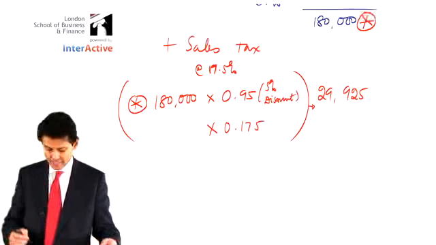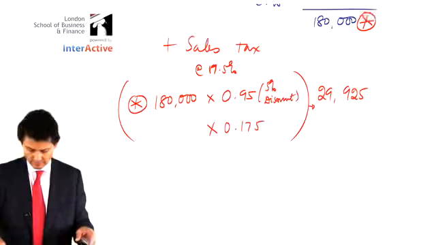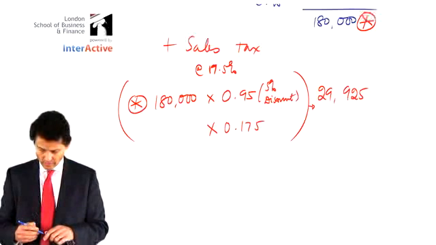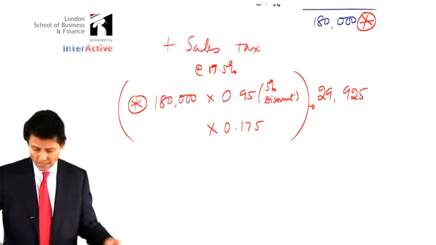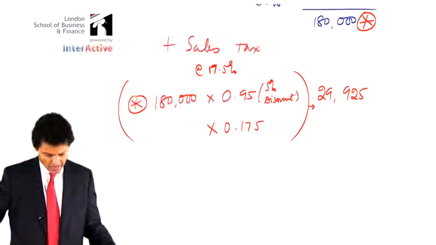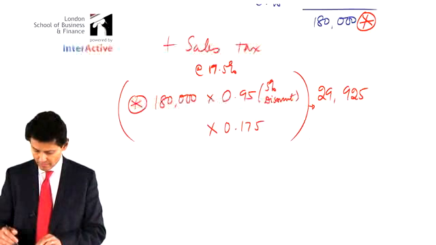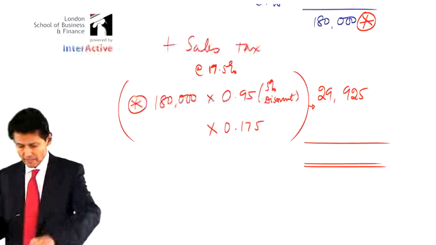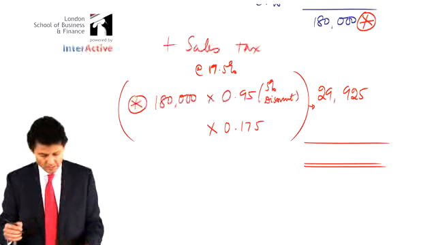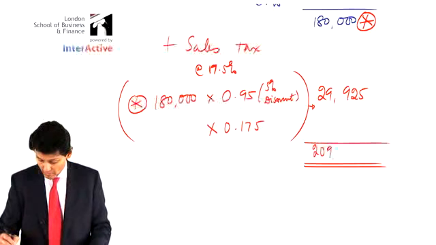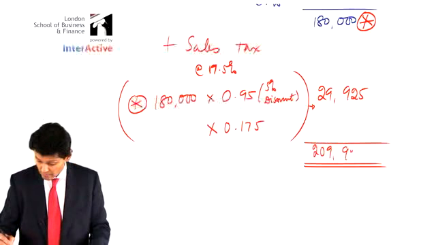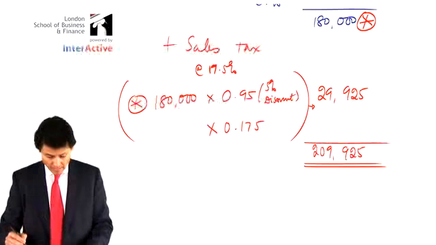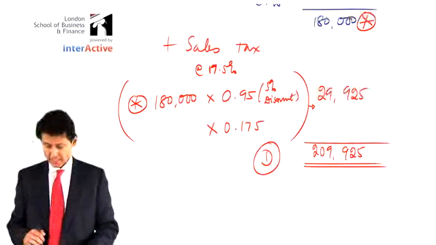Which when added to the 180 is 209,925. At first I thought I'd round it off, and I suddenly saw that the requirements expect me to keep it full. Don't round off. So the answer here, I would say, is item number D.